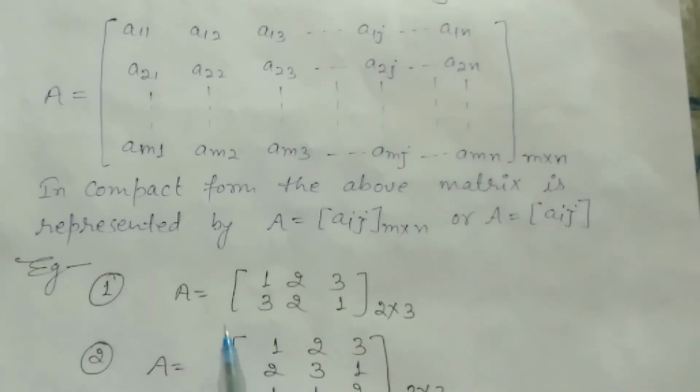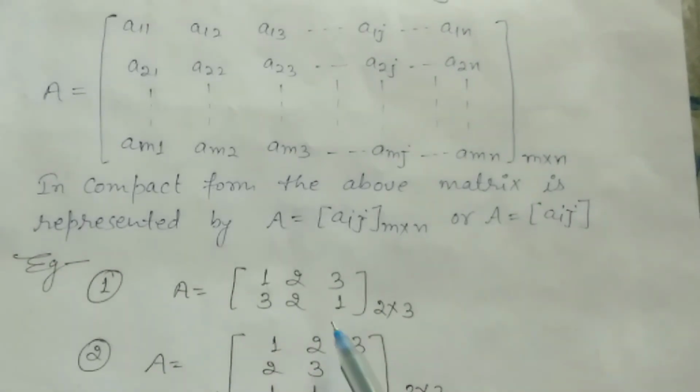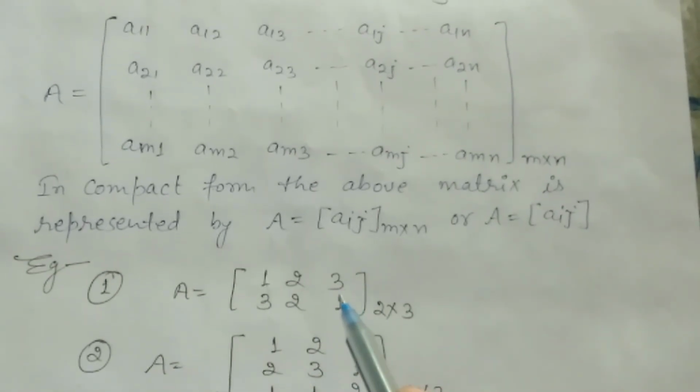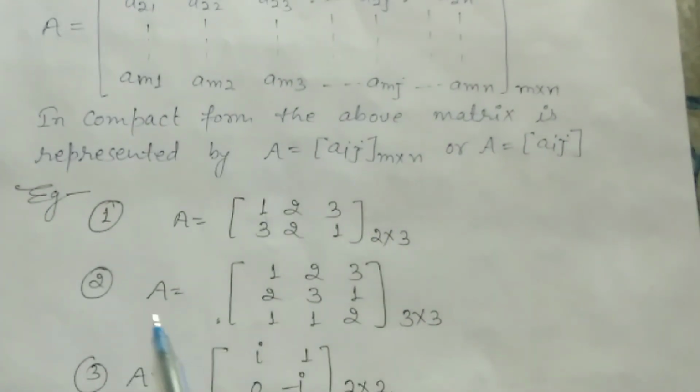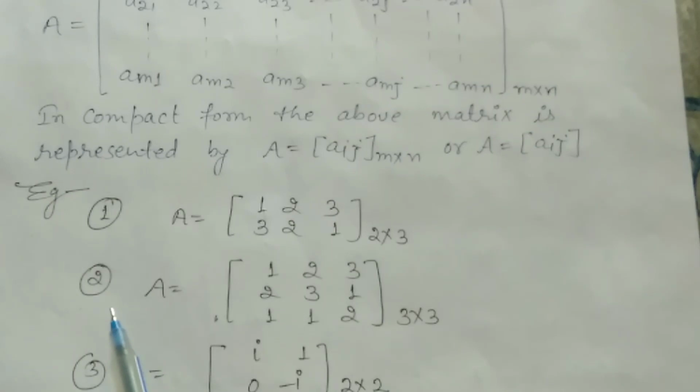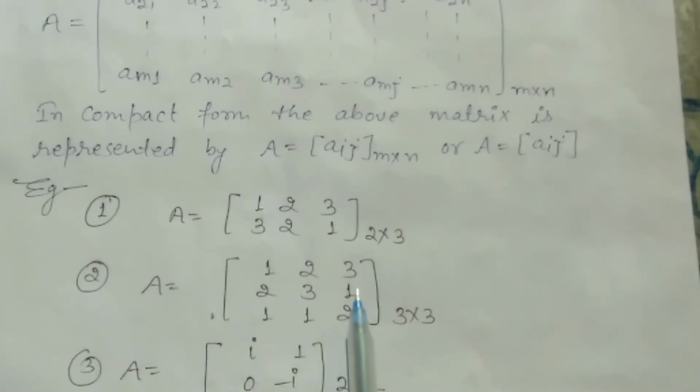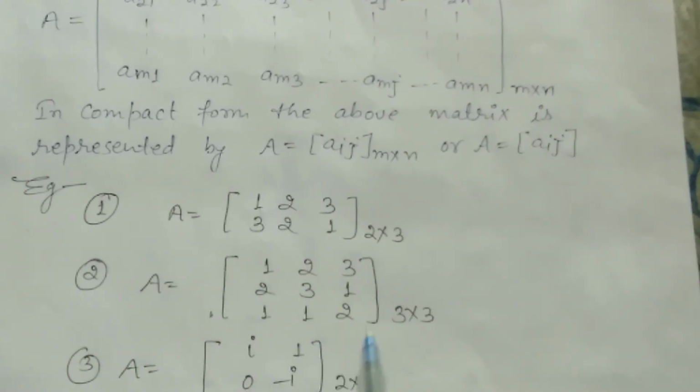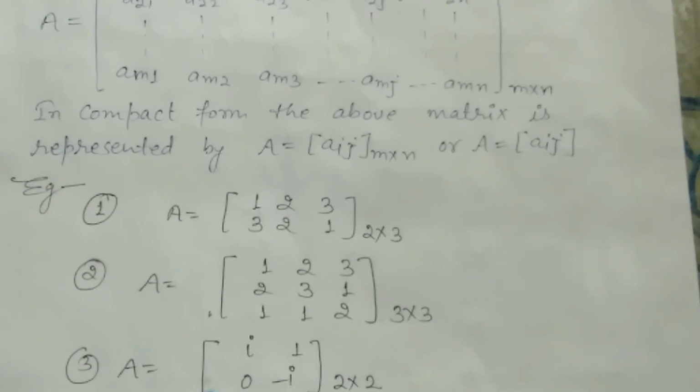Example first, A equals 1, 2, 3, 3, 2, 1, and this is a matrix and its order is 2 by 3. Okay, now see the next question. Question second, A equals 1, 2, 3, 2, 3, 1, 1, 1, 2, which is 3 cross 3.